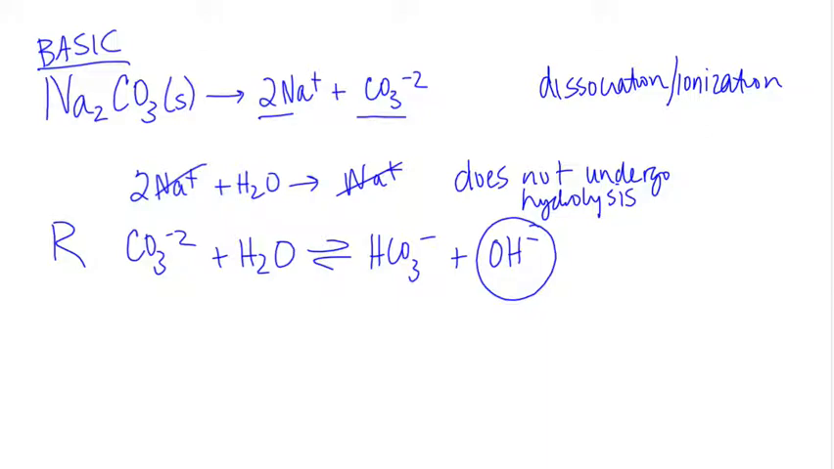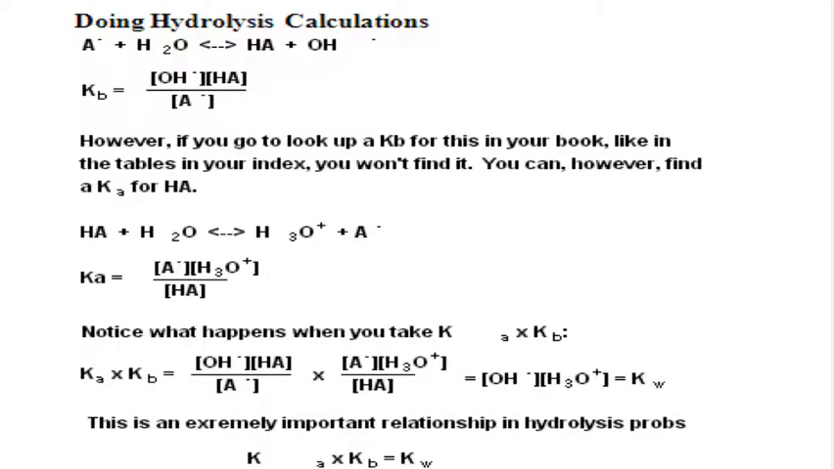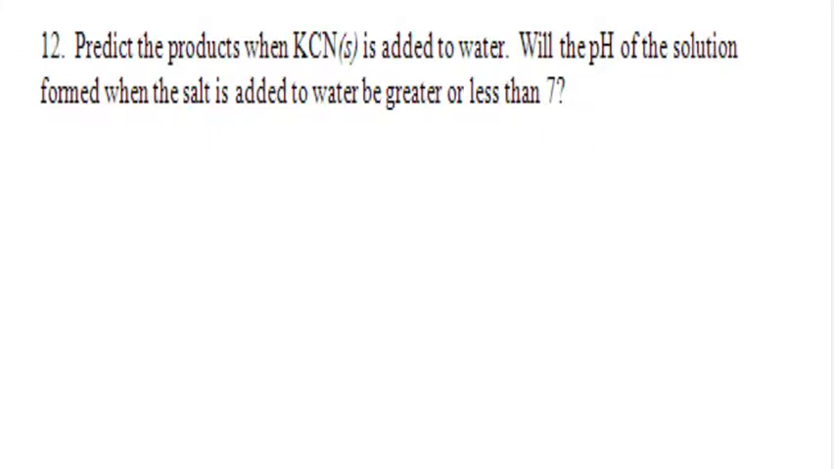So let's jump into number 12. Predict the products when KCN is added to water. Will the pH of the solution formed when the salt is added be greater or less than 7? Let's do our prediction the baby way. What do we predict this pH range to be? What are the parents? We have KOH, and what's the acid? HCN, right? So that dissociates into 2 ions. What's our prediction? High pH. It's going to be potassium hydroxide parent, which is a strong one. So this should have a pH greater than 7.